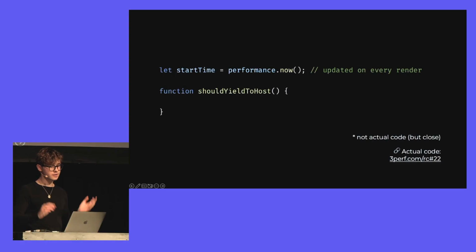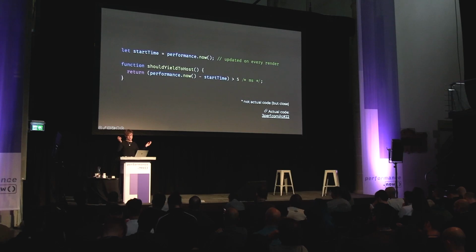Now, shouldYieldToHost, that function that checks when React should give the control back to the browser, is currently basically a one-liner. It checks whether the current render has taken more than 5 milliseconds. That's pretty much it. More than 5 milliseconds has passed, OK, you should give the control back to the browser.